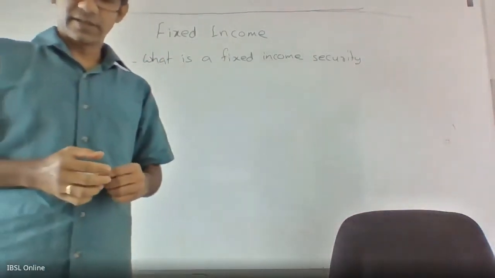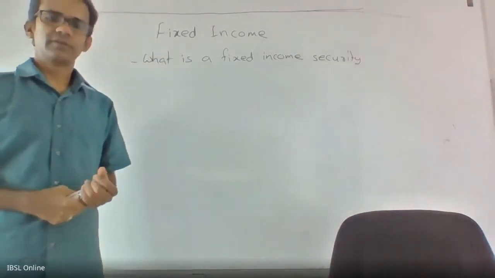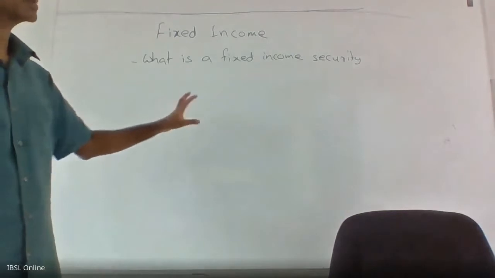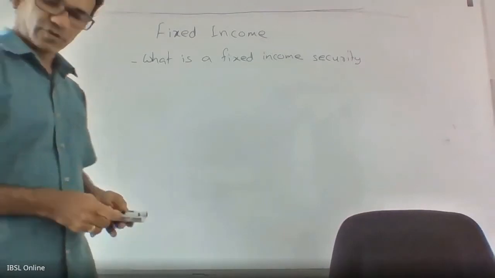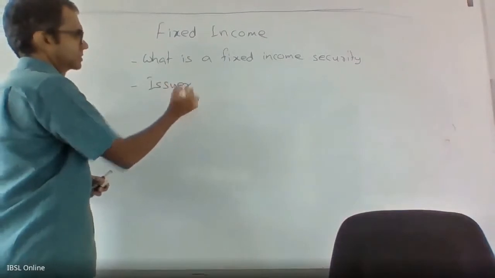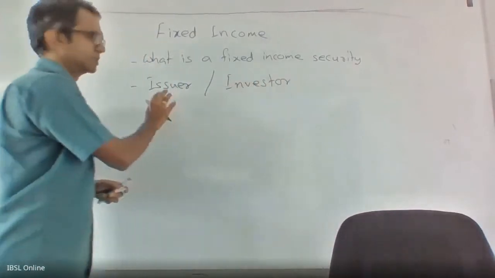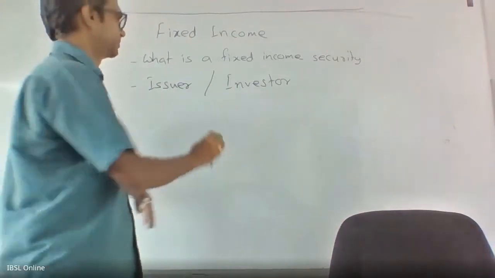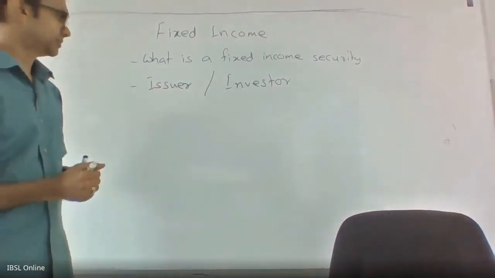A fixed income security is an obligation of a borrower to pay a fixed amount on a specified date. There may be interim fixed cash flows in specified intervals. Then we discussed a few terms. First we discussed the issuer, then the investor. Issuer is the party who borrows money. Investor is the party who lends money to the issuer.